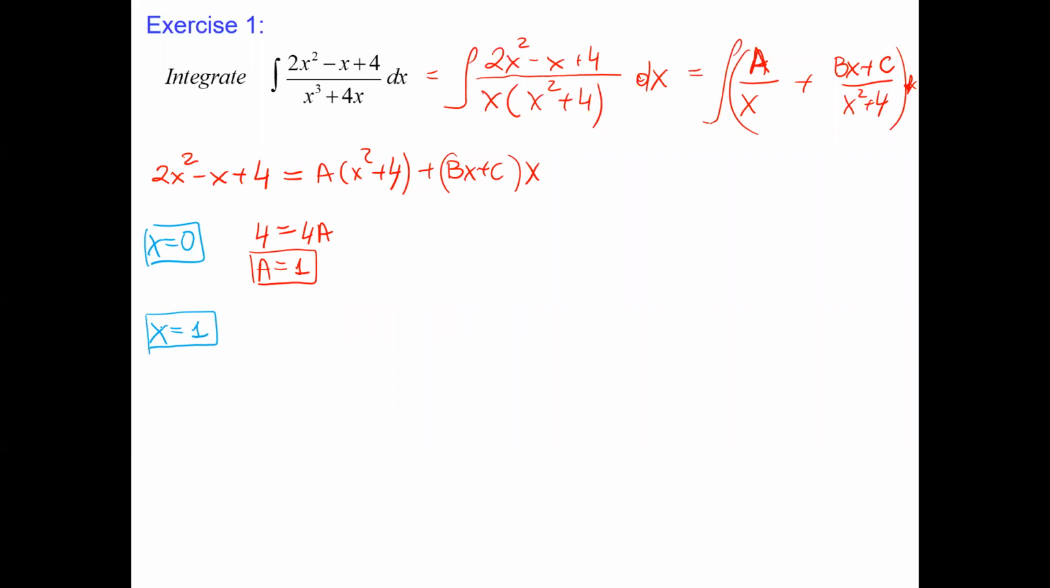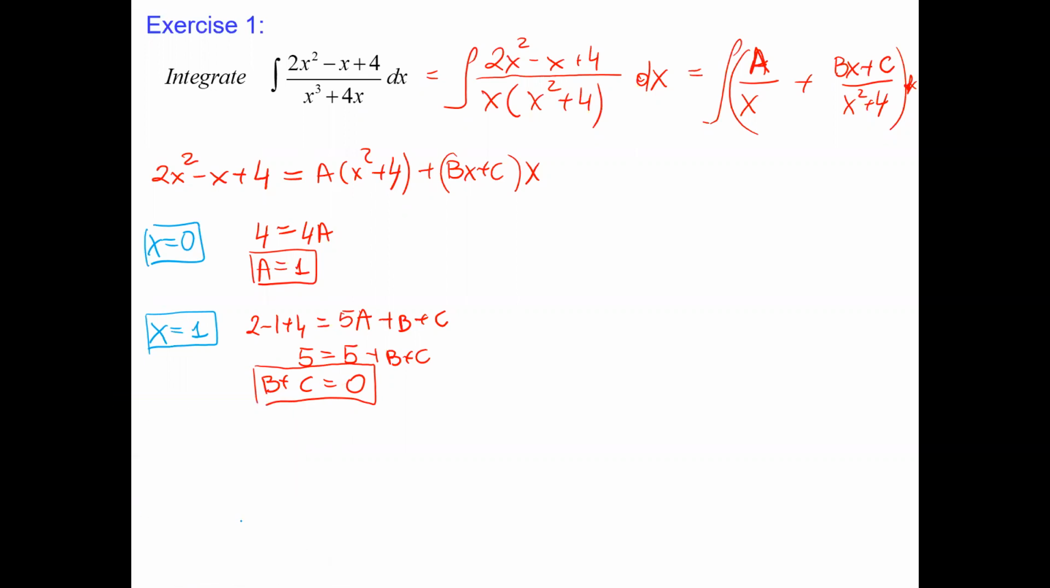x equals 1. Let's substitute: 2 minus 1 plus 4, I can write this down. 1 squared plus 4 is 5a, and 1 times b times 1 will be b plus c. And then we have, since a is 1, 1 times 5, and then b plus c. If I switch the sides, b plus c actually is 0. It's okay, because we know that this x equals 1 wasn't a 0. That means I end up with two unknowns.